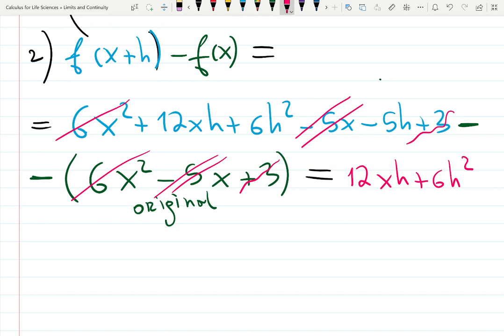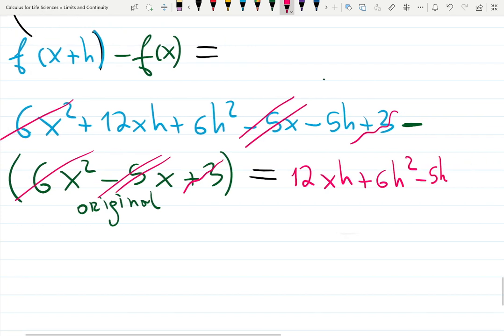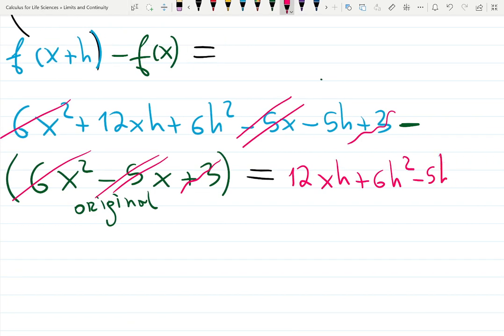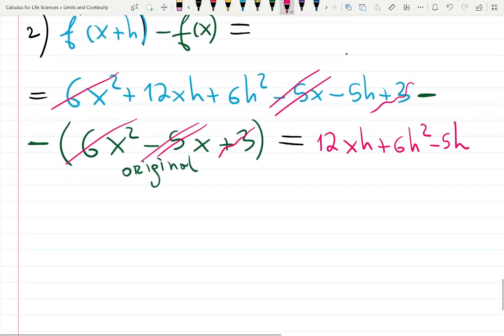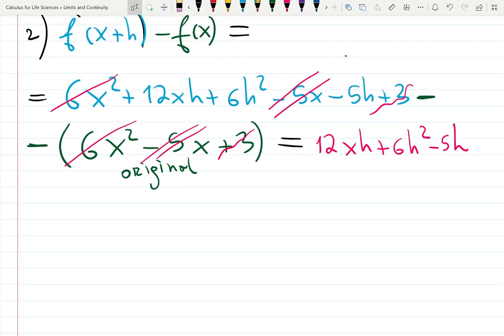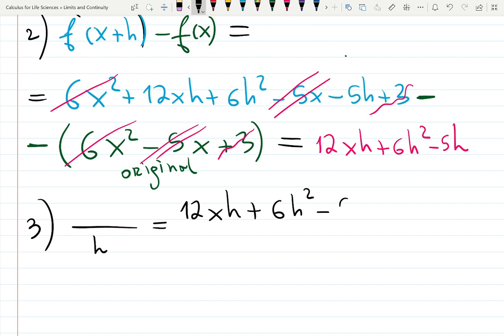Minus 5h. This is good news. Why? Who knows why the next step will be pleasant? Because we're dividing by h. It's nice to see that we can factor out h. Because the third step will be, don't forget to divide by h. So it will be 12xh plus 6h squared minus 5h over h, because that is the formula. That is the formula.